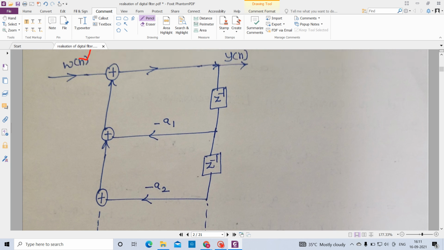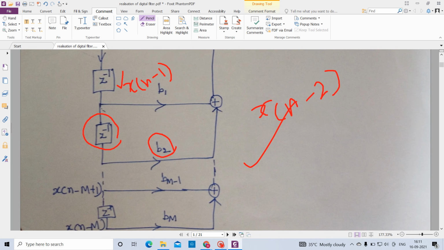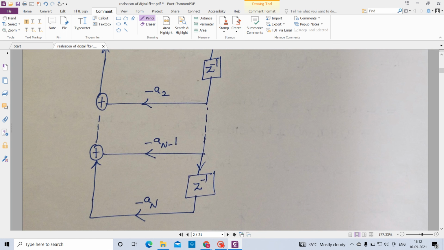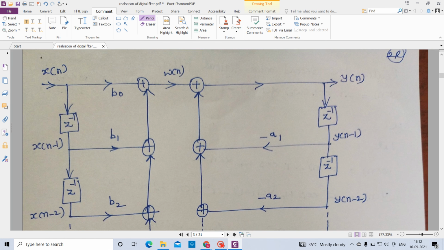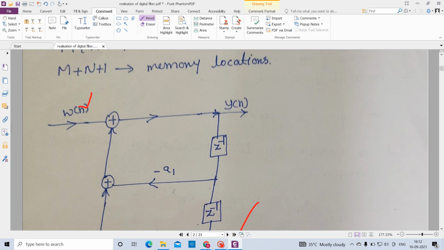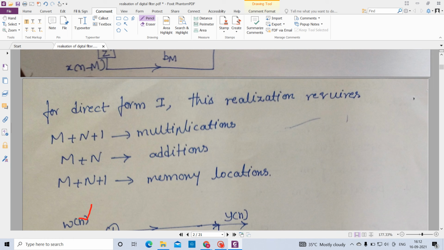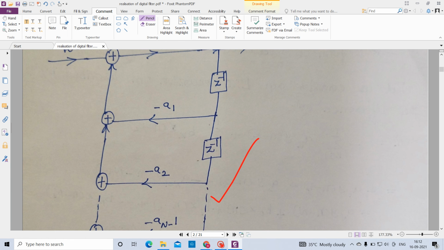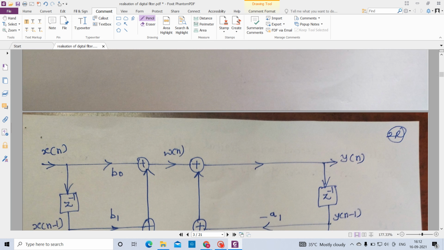After that, we combine those two structures, this one and this one, and we get the whole structure. This is the direct form 1 realization structure. I am just combining both structures. That's all, it is very easy, right? See here, this is the first half of the structure and this is the second half of the structure. I am just combining these two structures, so finally I get the direct form 1 realization structure for the given equation.